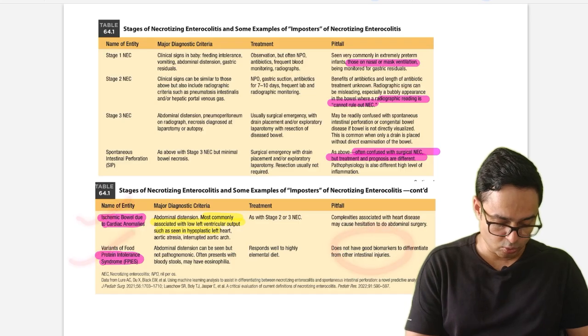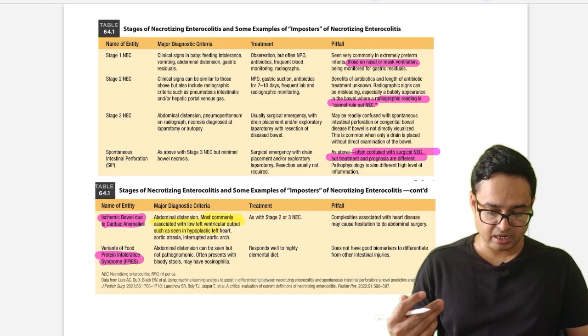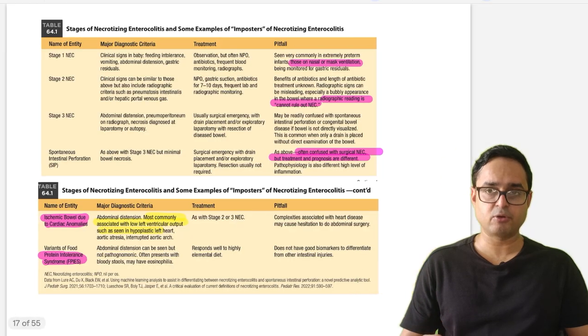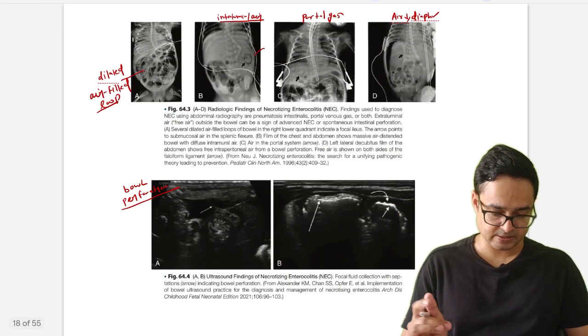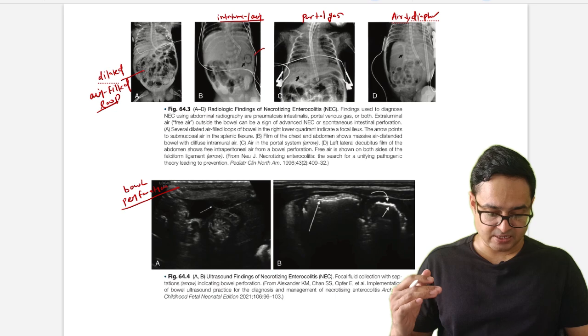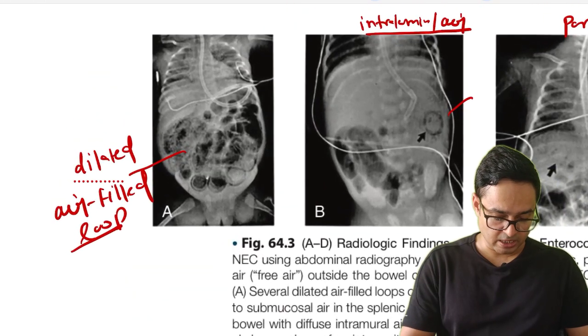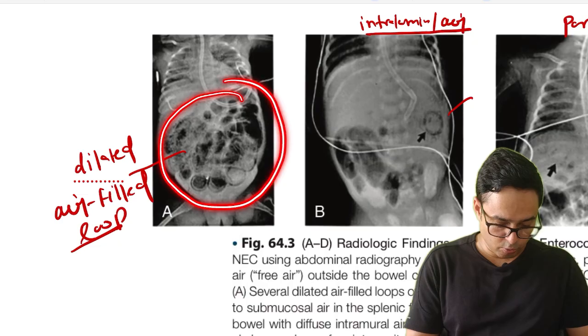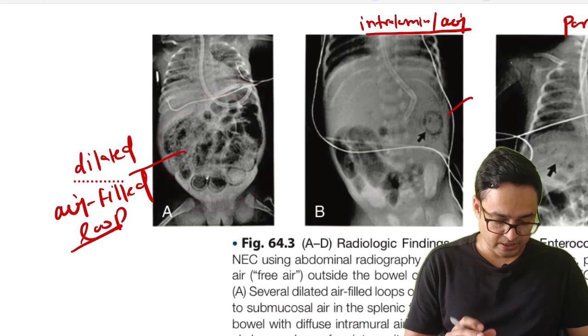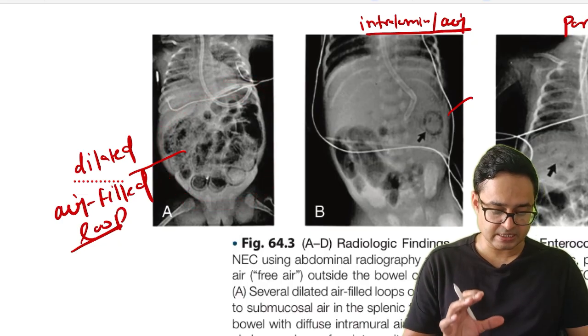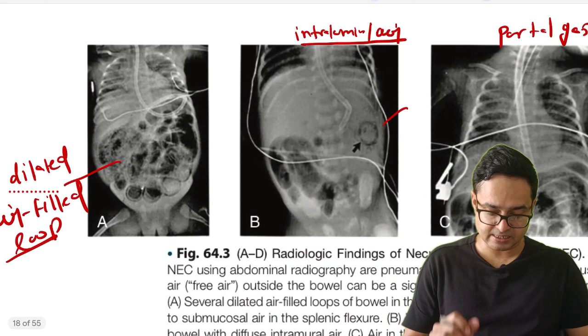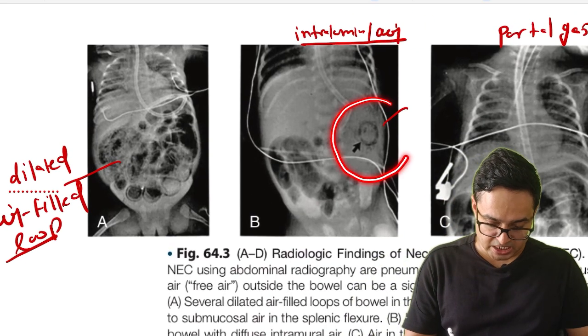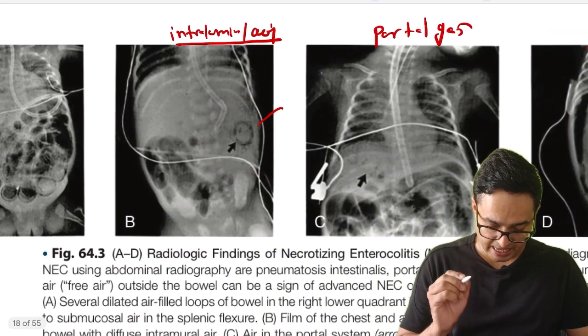So these two entities you can remember as the imposters of necrotizing enterocolitis. Okay, so these X-rays can be asked. This is actually a dilated air-filled loop. You can see the air-filled loop. This is the primary stage of NEC. You are able to see intraluminal air in this X-ray.